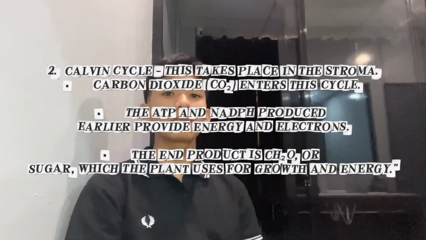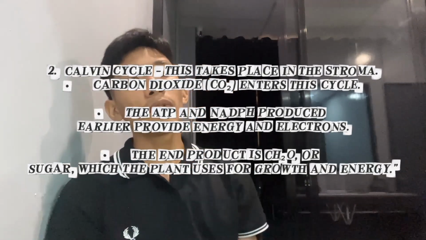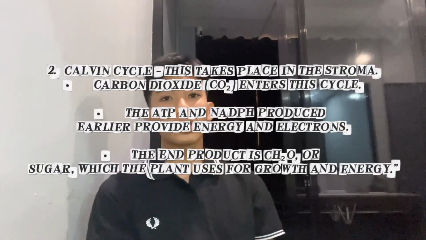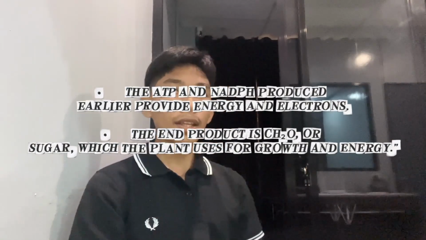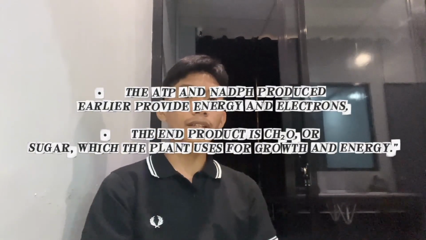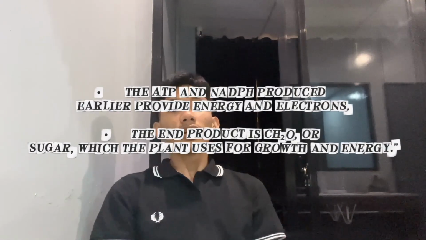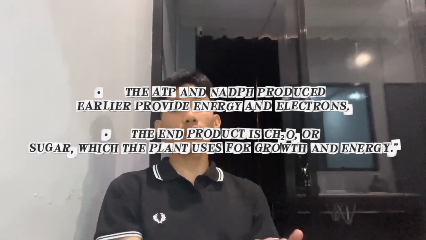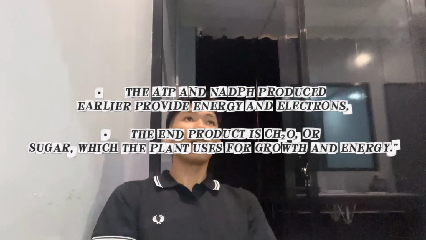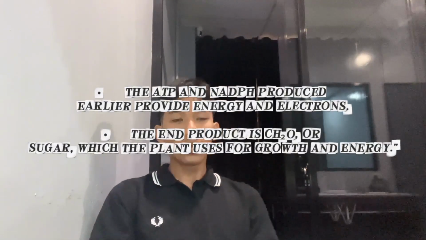Second, the Calvin cycle, which takes place in the stroma. Carbon dioxide, the CO2, enters this cycle. The ATP and NADPH produced earlier provide energy and electrons. And the end product is CH2O, or sugar, also called glucose, which the plants use for growth and energy.